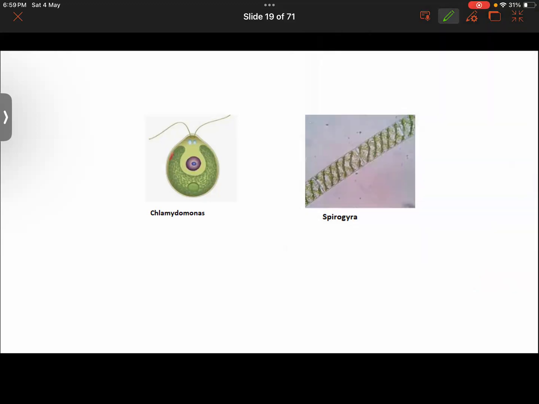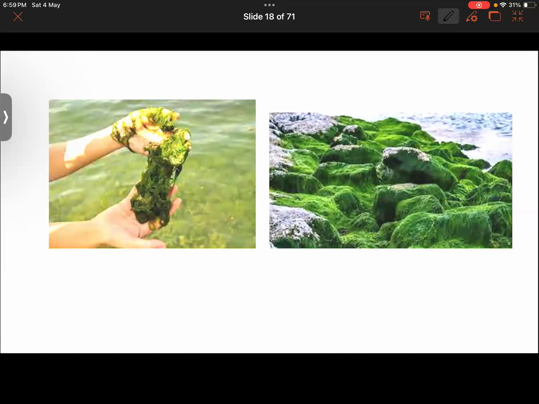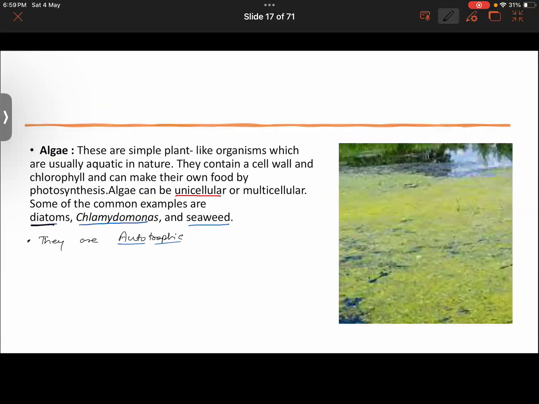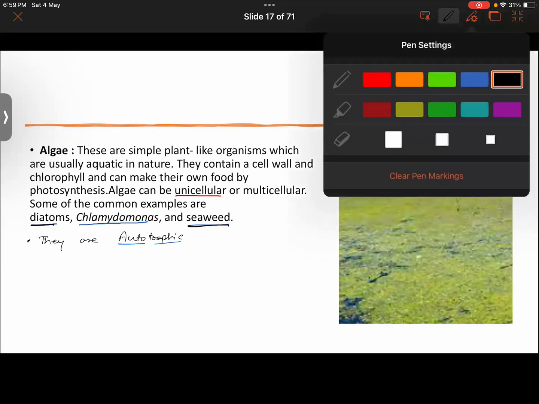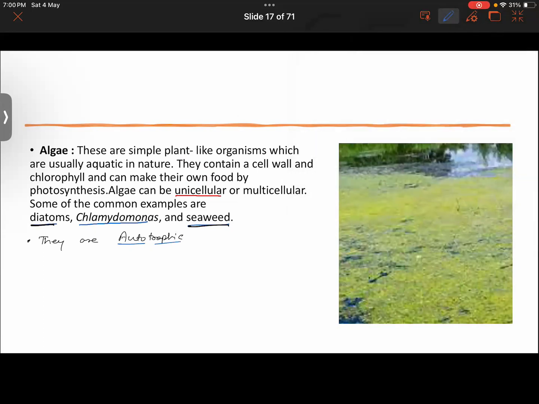We were basically talking about the examples of algae. These are some of the common examples: you have Chlamydomonas, you have Spirogyra, and apart from these you have some more examples like diatoms and seaweed. Let me write them on this slide as well. You can include Spirogyra as well. Hope you guys are getting it.